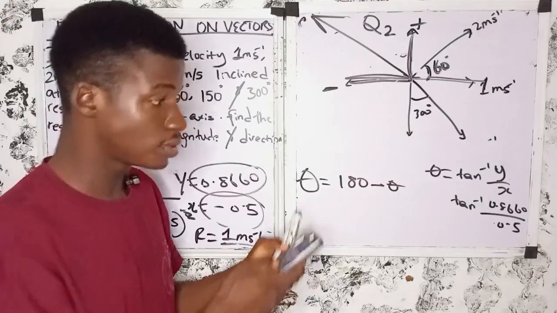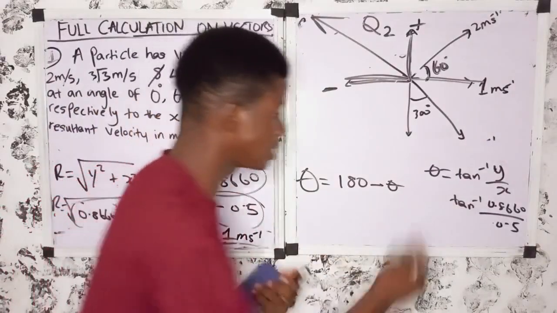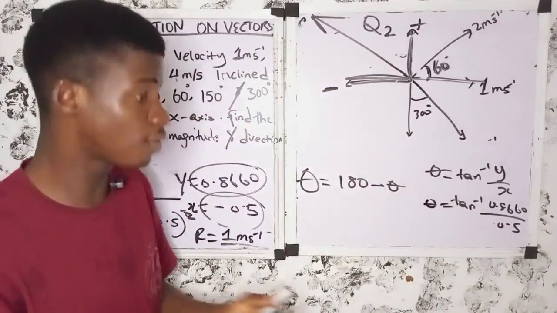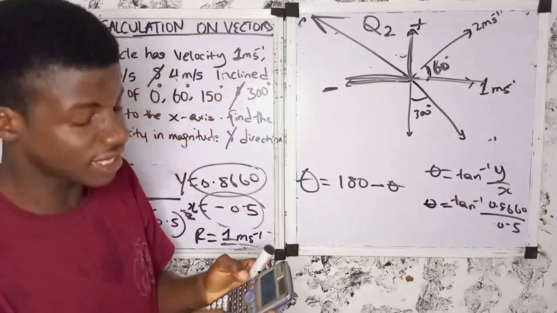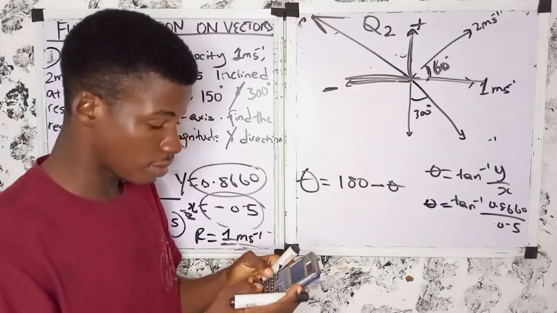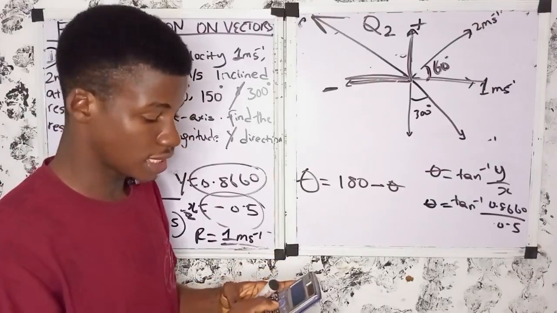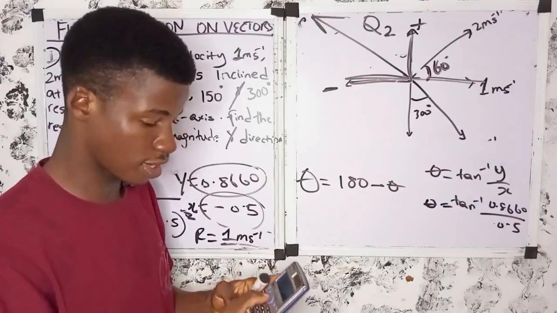So let's continue. Let's do our theta. To look for the inverse of tan, press shift inverse, then 0.8660 divided by 0.5.